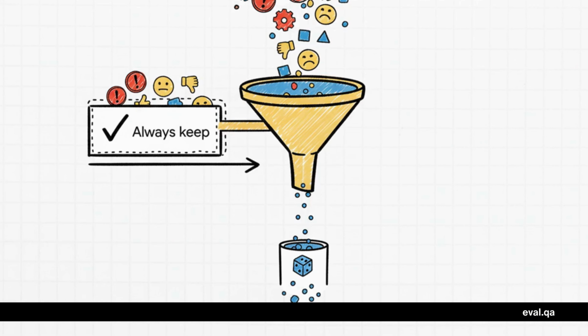And that sampling isn't just random. A good detective knows which clues matter most. You always keep the evidence from cases that had errors or that a user actually complained about. Those are your smoking guns. Then you also keep a random sample just so you know what normal behavior looks like.